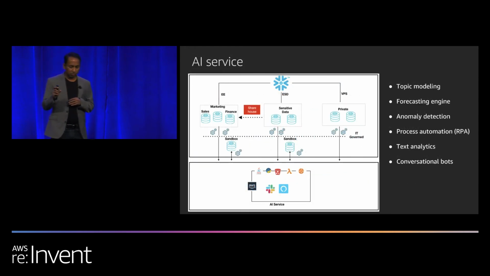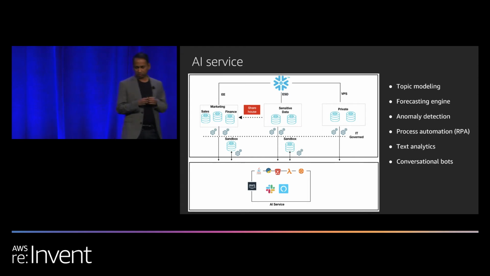Some of the use cases we have for the AI service are topic modeling in some business groups, and also a forecasting engine to do demand forecasting, and anomaly detection when it comes to data quality, and RPA, and text analytics in some cases. And the next one is conversational bots. So we'll talk about conversational bots today.